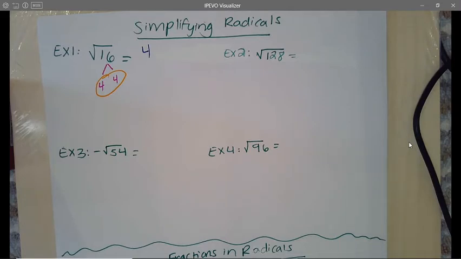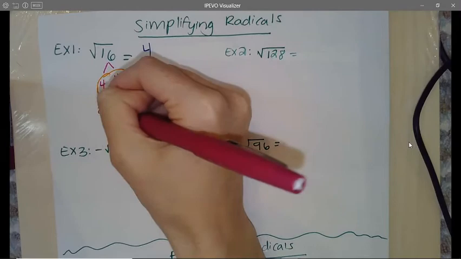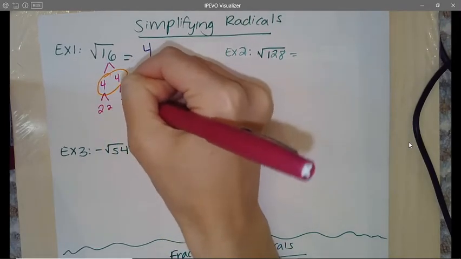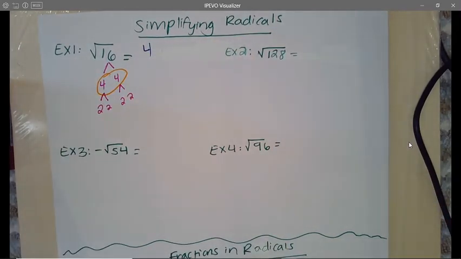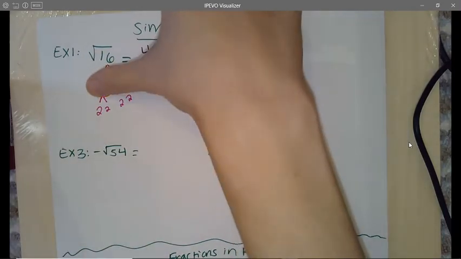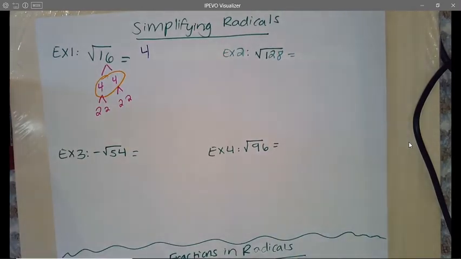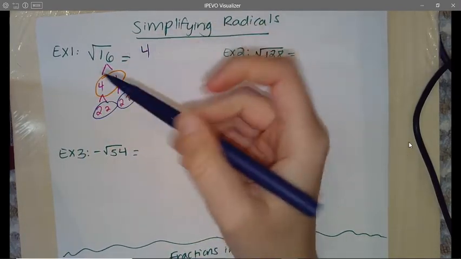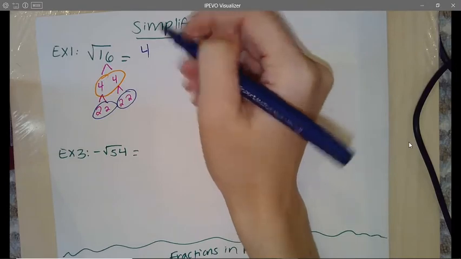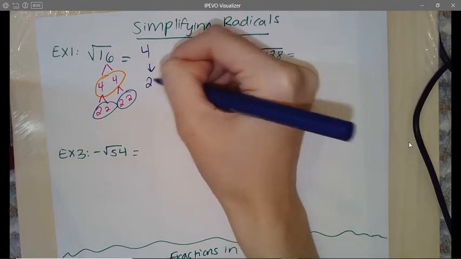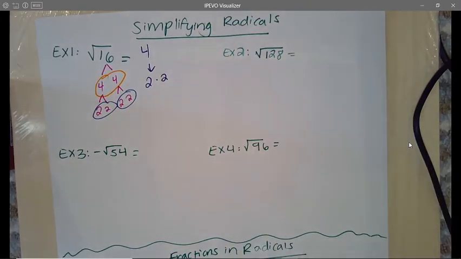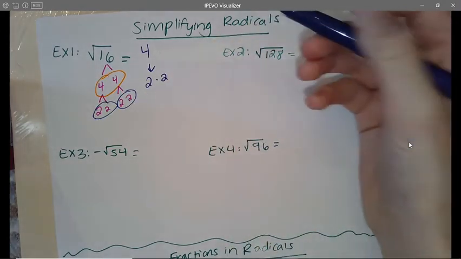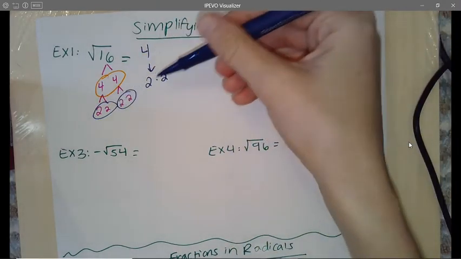Now, technically, you could have kept breaking this down. You could have said 4 breaks down into 2 and 2, and 4 breaks down into 2 and 2, which means we have 2 pairs of 2. So this is separate from the 4, so ignore the 4s for right now. You could have circled the 2s and the 2s. So I have 2 pairs of 2s, that means two 2s hop outside the square root. And if you have more than one number, you multiply them together. So 2 times 2 is 4.